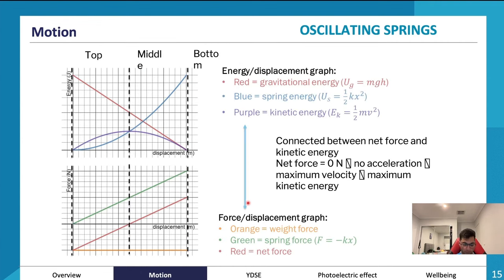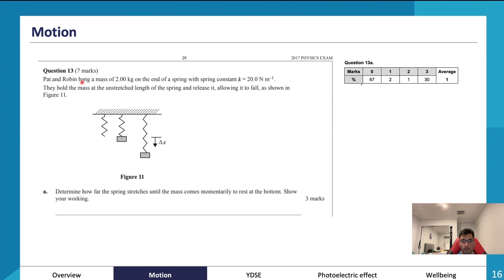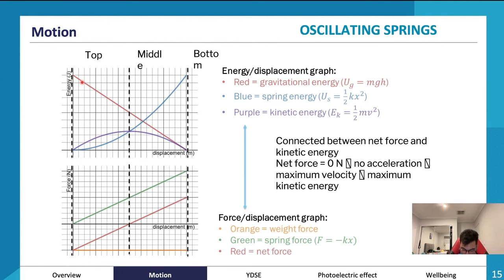And just quickly, when it comes to the energy of a spring. So energy of a spring at the beginning. So this red line is our gravitational energy. At the beginning, the gravitational potential energy is going to be the greatest. As the weight drops, the gravitational potential energy is going to decrease at a linear rate.